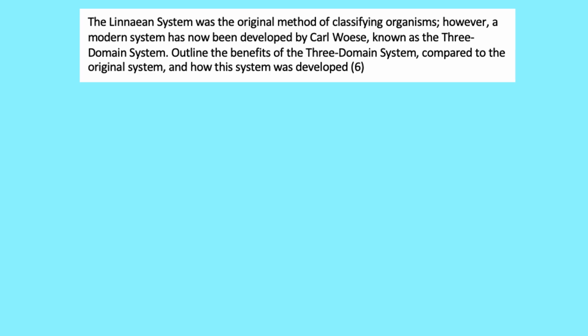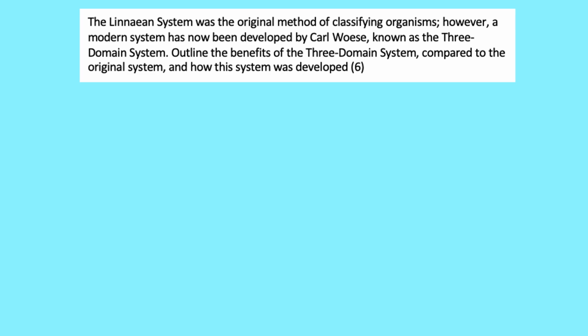The Linnaean system was the original method of classifying organisms. However, a modern system has now been developed by Carl Woese, known as the three-domain system. Outline the benefits of the three-domain system compared to the original system and how this system was developed.